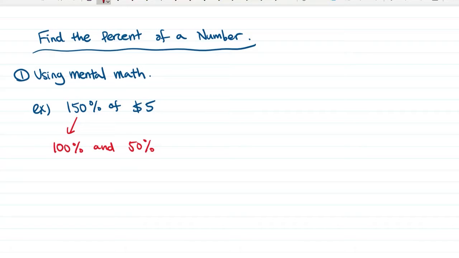So 100% of $5 means it's just $5. And 50% of $5 is half of $5, because 50% is a half. So what is half of $5? It is $2.50. So altogether, 150% of $5 will be the sum of these two values, which is $7.50.